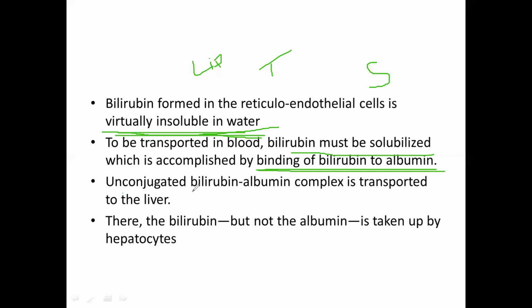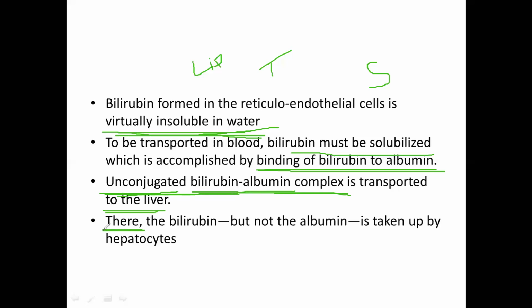So this unconjugated bilirubin albumin complex is transported to the liver. The word is unconjugated because conjugation usually occurs in the liver, right? So till now it has not gone through the process of conjugation, so it is still unconjugated. This unconjugated bilirubin binds with albumin, which forms the unconjugated bilirubin albumin complex, and this complex gets transported to the liver.